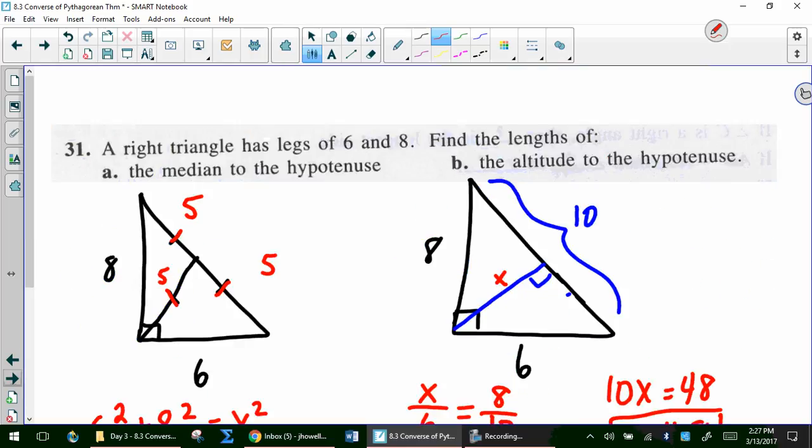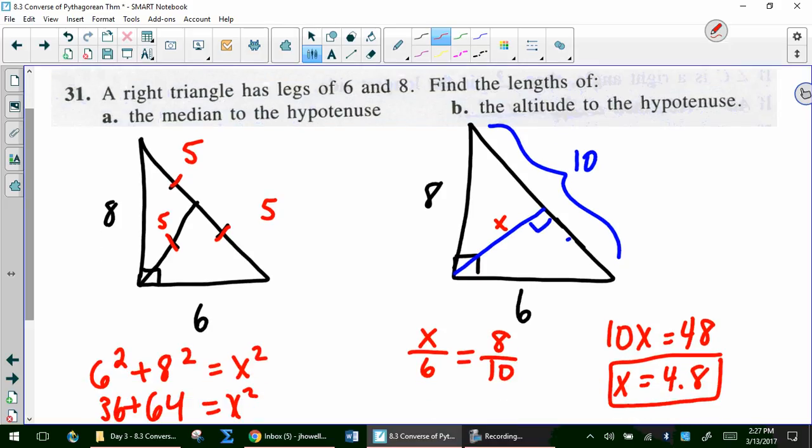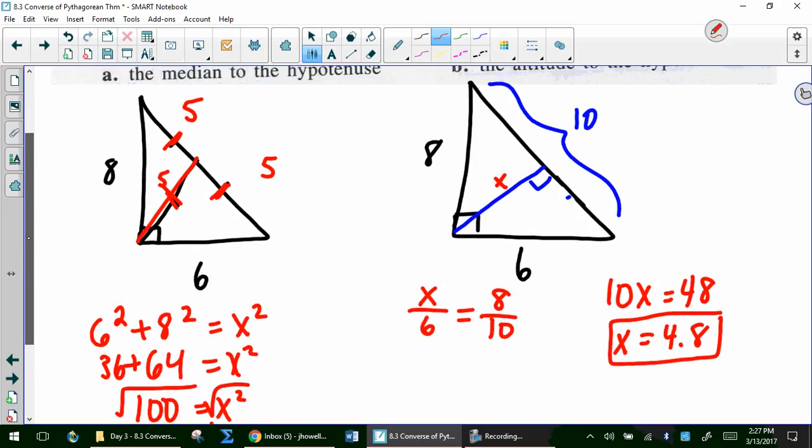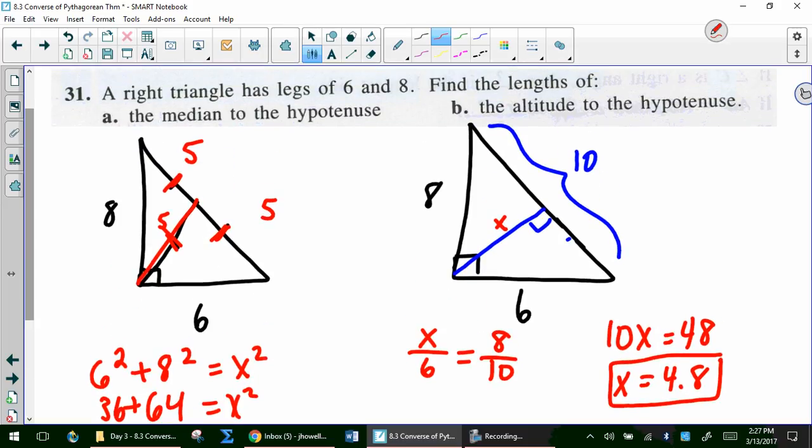Okay, and this one is a little different. So we have a right triangle that has legs of 6 and 8, and find the lengths of the median to the hypotenuse. And this is a theorem that we've already looked at before, so we know that when we draw a median from this left figure to the opposite, to the hypotenuse, we have congruent segments here. And so when we solved, we found x to be 10, right? So we know that's the case. So if we have the median of the hypotenuse, we know it's going to be 10. If we knew that from our theorem, you can just write that it's 10.